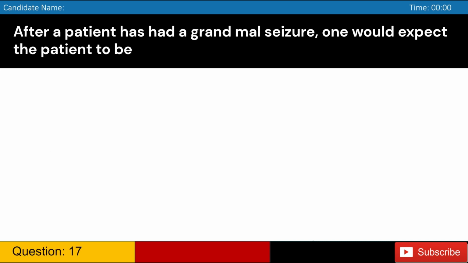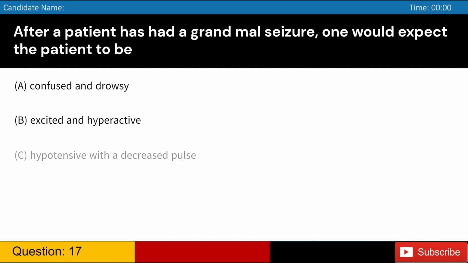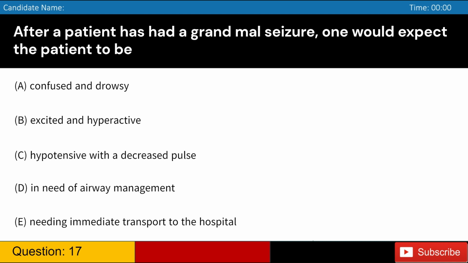After a patient has had a grand mal seizure, one would expect the patient to be A. Confused and drowsy. B. Excited and hyperactive. C. Hypotensive with a decreased pulse. D. In need of airway management. E. Needing immediate transport to the hospital. Answer: A. Confused and drowsy.